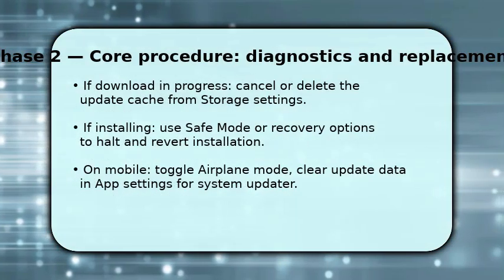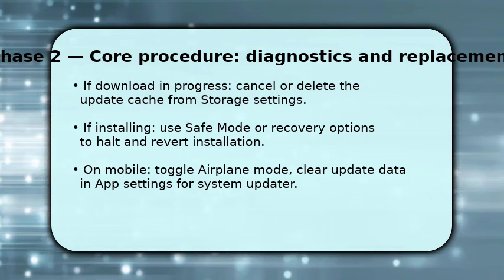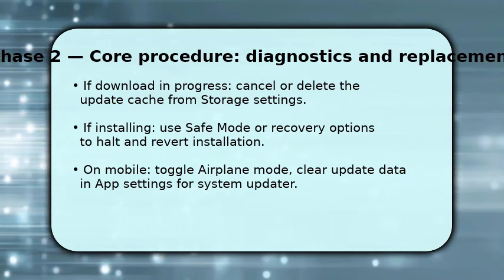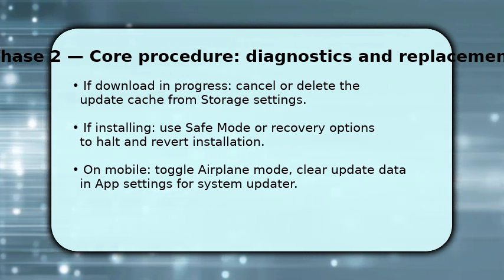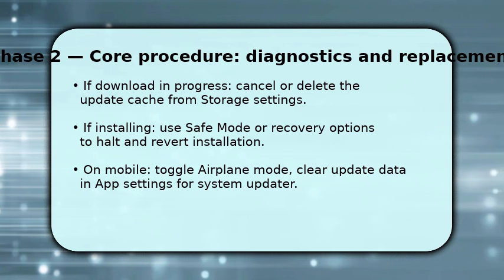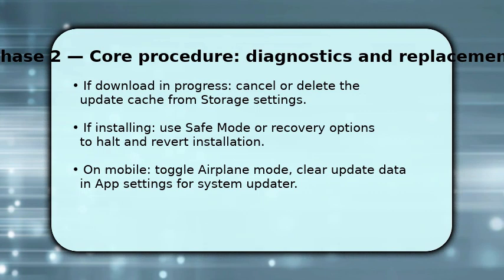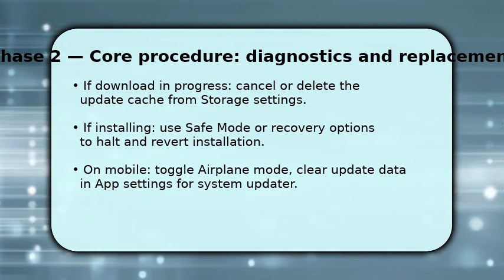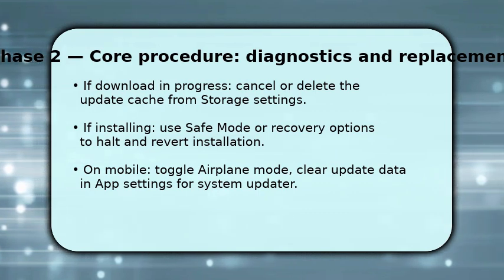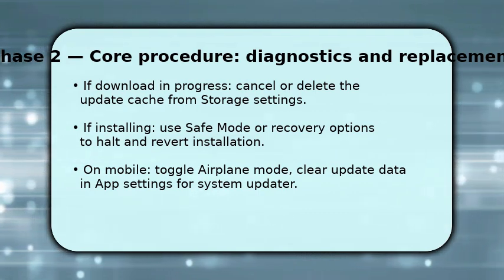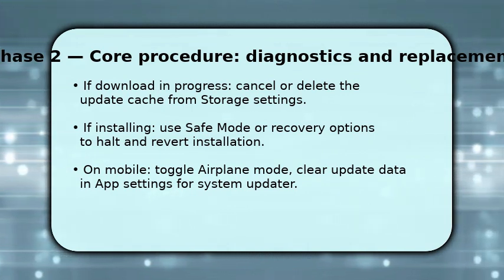You now perform the cancellation. If the update is still downloading, go to Storage or Update Settings and cancel or delete the update file to free space and stop installation. If installation already started, reboot into safe mode or recovery and choose the option to abort or roll back. This prevents incomplete system states. On phones, toggle airplane mode to cut network access, then clear update data in the System Updater app to stop retries. These targeted actions halt progress while preserving system integrity.